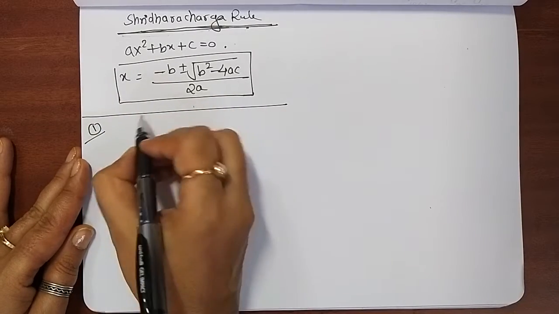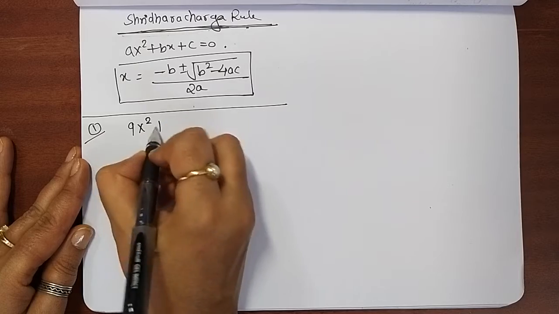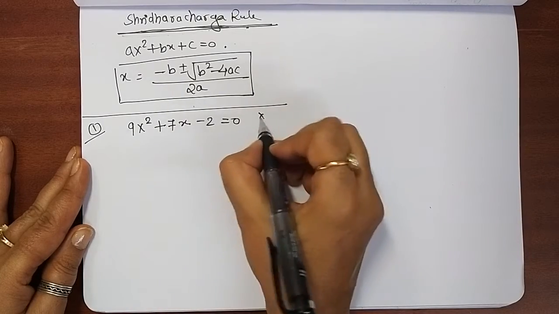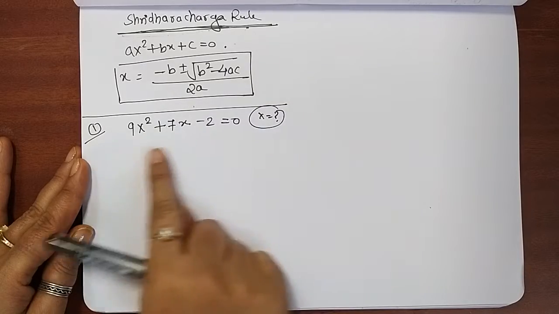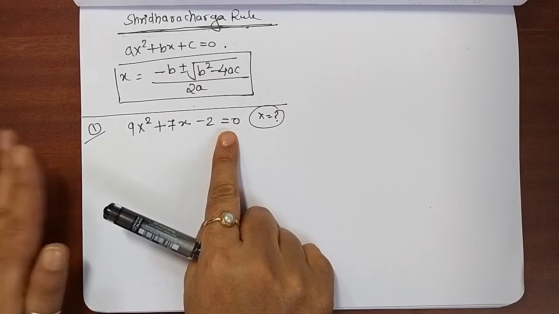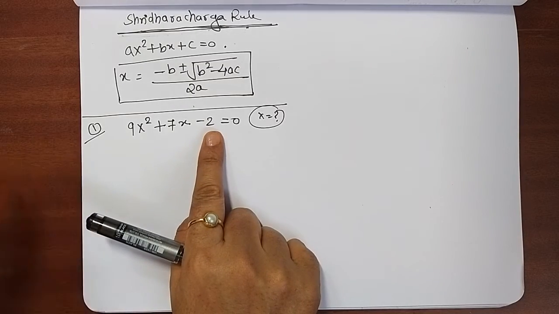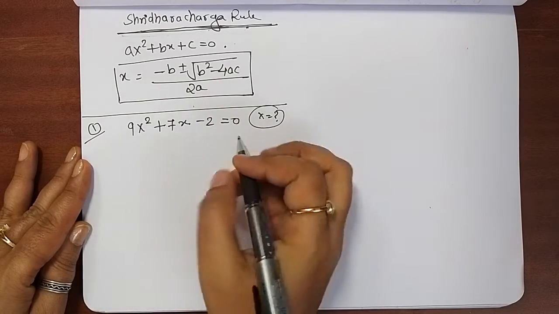So here is my first question: 9x square plus 7x minus 2, and we have to find x. Though this question can be solved by factorization method, which in the end of the video I will show you, that is a little bit lengthy method, and here we will use this one.